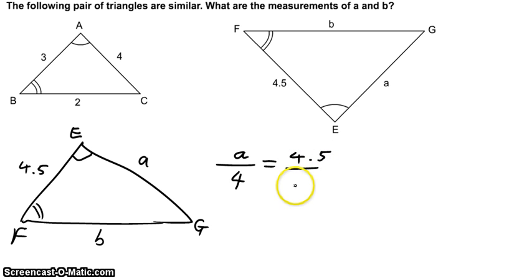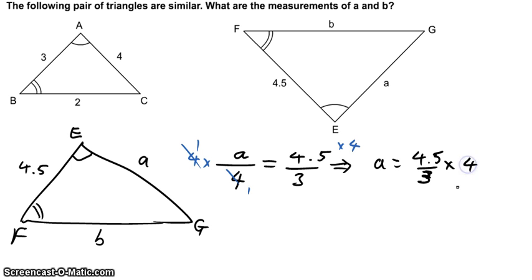goes to 3. This implies, right, if I multiply both sides by 4, that will cancel those out, so I have to multiply this by 4 as well. So what I'll end up with is A is equal to 4.5 over 3 times 4. And when you tap that on your calculator, you end up with 6. Okay, so A has length 6.